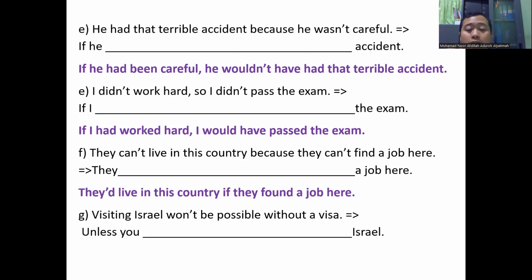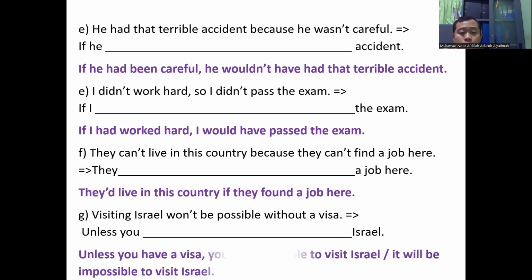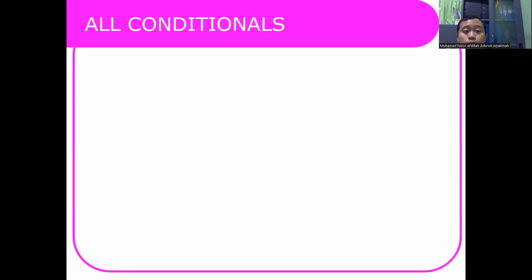Next, visiting Israel won't be possible without a visa. Unless blah blah blah, unless you blah blah blah Israel. Who can answer? Unless you have a visa, you won't be able to visit Israel. Or it will be impossible to visit Israel. Yeah, if you use unless as an if clause.